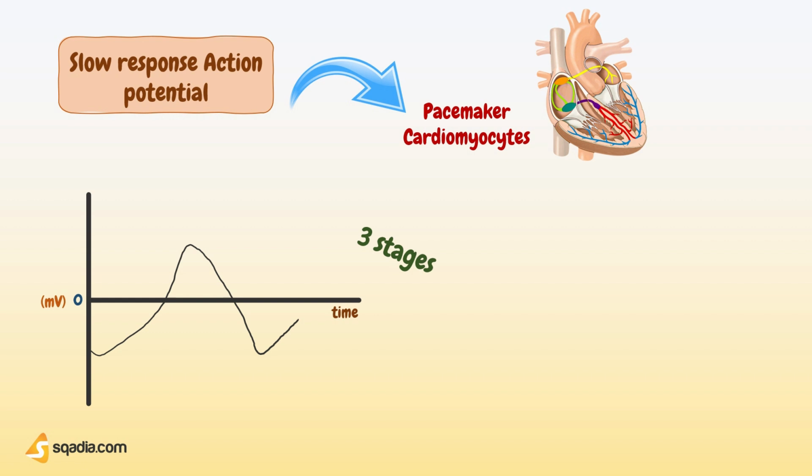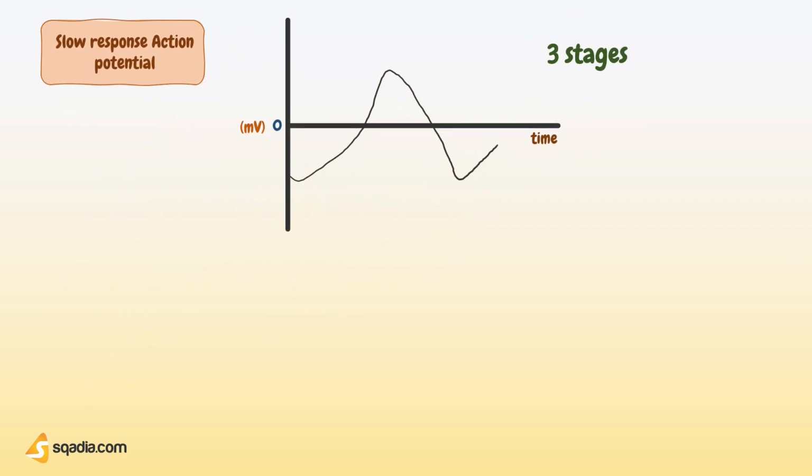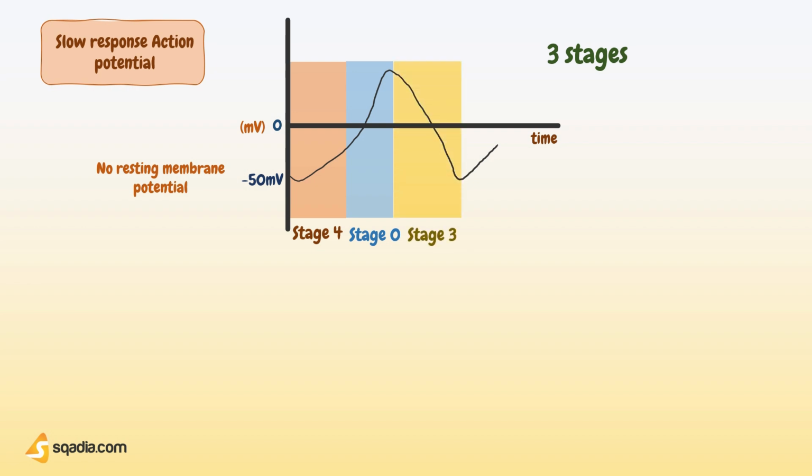And here we can see that instead of 5 stages, as in fast action potential, there are 3 stages only. As in slow response action potential, there is no resting membrane potential, and the minimum membrane potential of pacemaker cells is usually less negative than negative 90 millivolts, as in non-pacemaker cardiomyocytes. In these cells, gradual and spontaneous, but continuous depolarization occurs, which we call stage 4. Then once this gradual depolarization leads to the threshold level, sudden depolarization occurs, leading to stage 0.